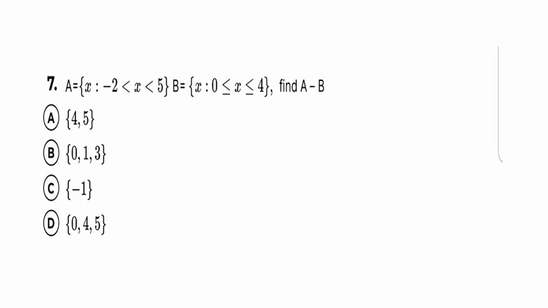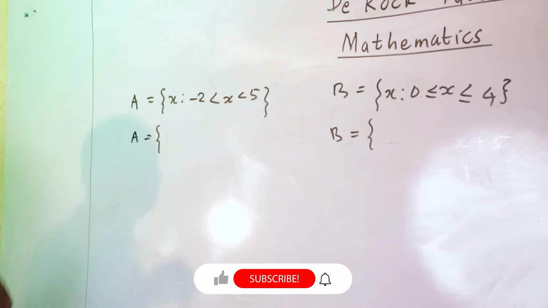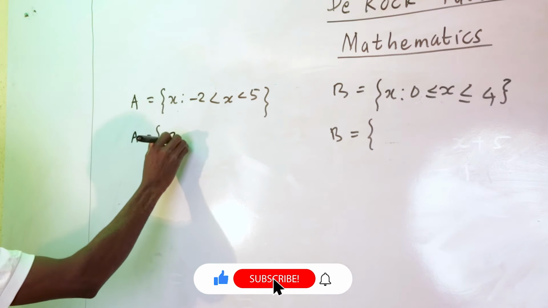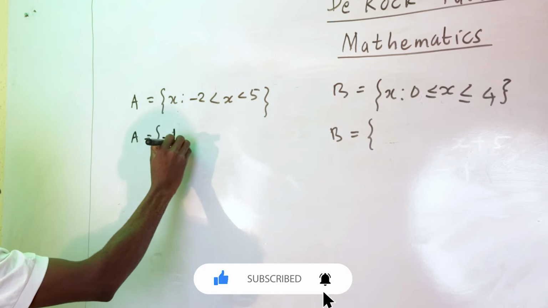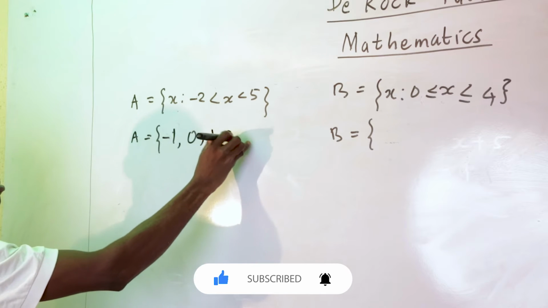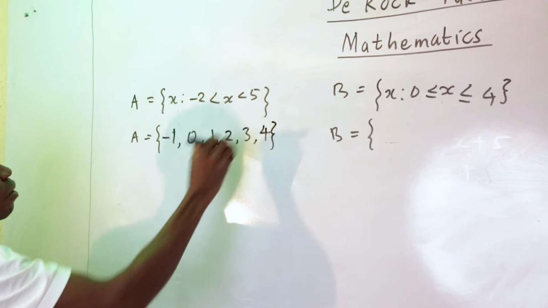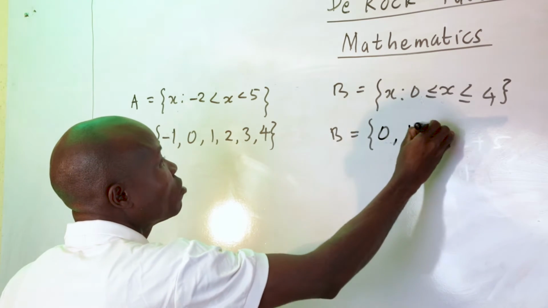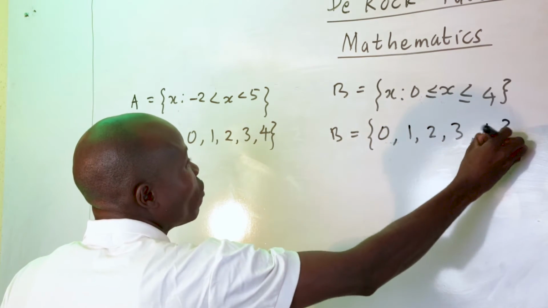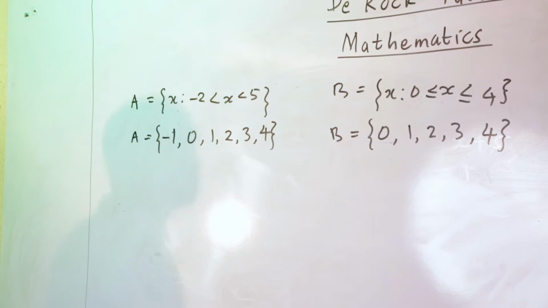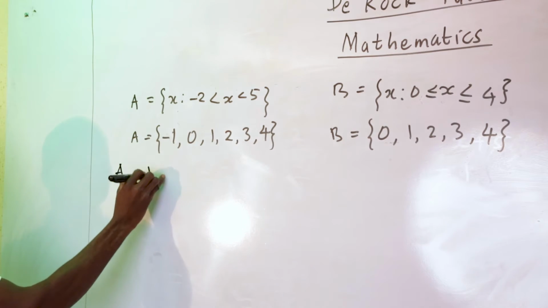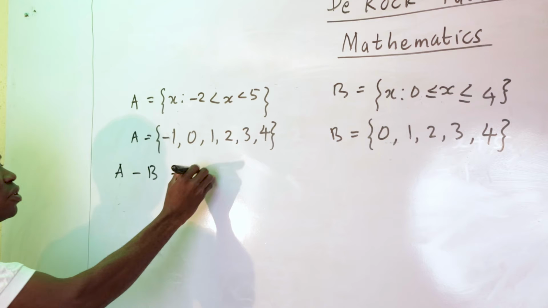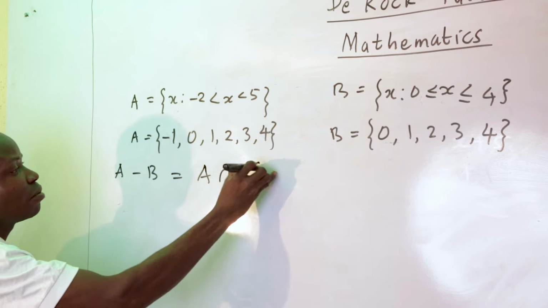Question number 7. A is the set x such that -2 is less than x less than 5. The elements of set A will be -1, 0, 1, 2, 3, 4, while the elements of set B will be 0, 1, 2, 3, 4. To obtain the set A minus B, note that A minus B is equivalent to A intersection B complement.